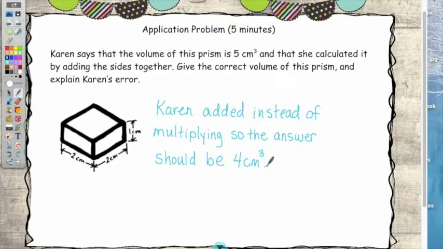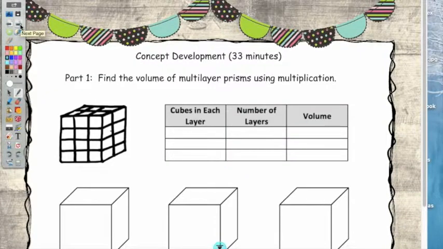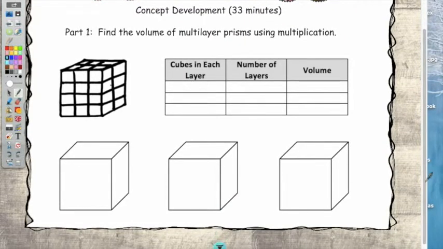All right, let's start the lesson. All right, this right here is a review. I want to do it. It's not going to take us very long, okay? We're going to use multiplication to figure out the layers and the volume. So what I want you to do right now is this. Put a multiplication sign there.